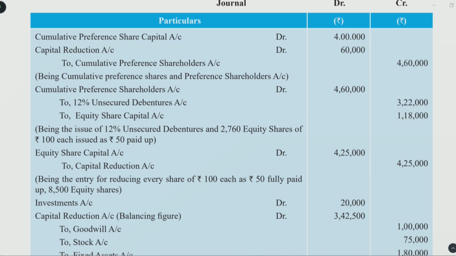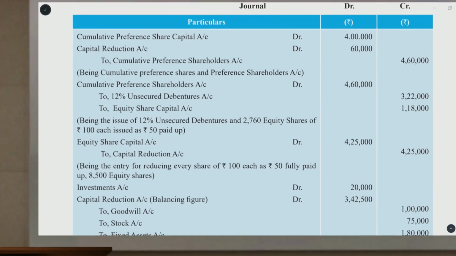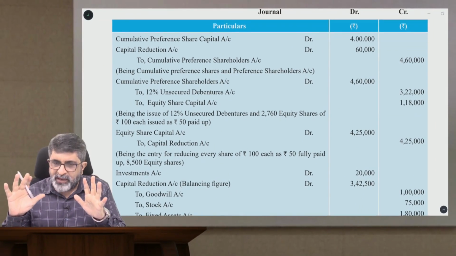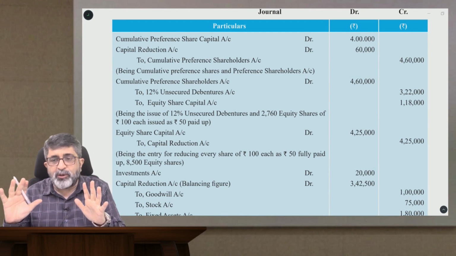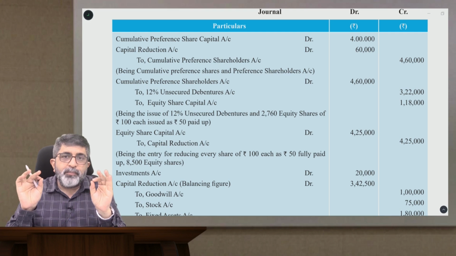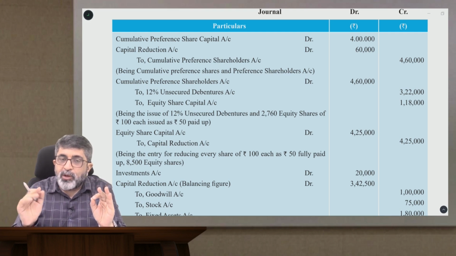The remainder amount will be settled by issuing equity shares. This is how you have settled the preference shares of your company. So please acknowledge and clarify one thing to me. 4 lakhs was recorded as the preference share capital amount.